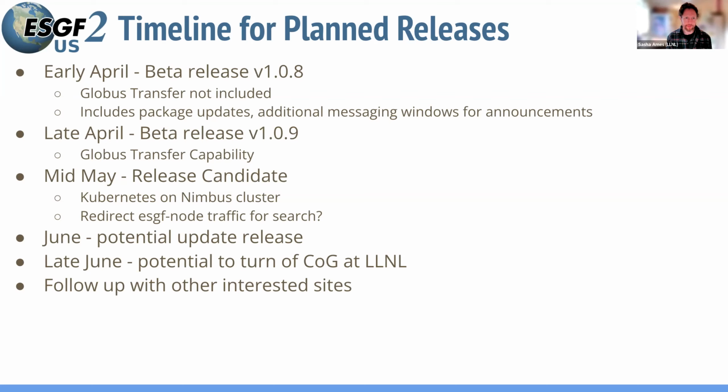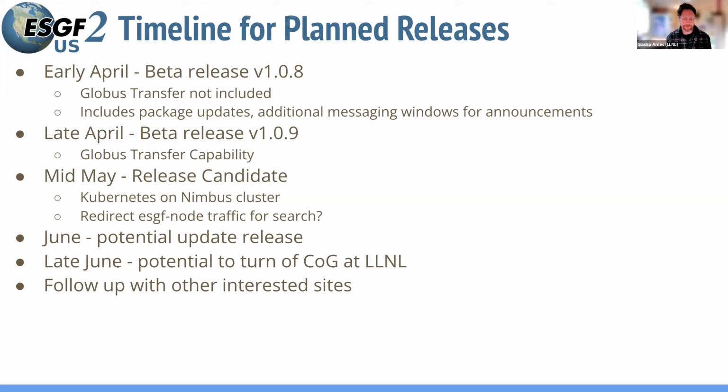Later in April, I think we will have on the beta site the Globus transfer capability for everyone who has that link. We want to move to a release candidate, fix any other issues and deploy that on Kubernetes. We have a cluster at Lawrence Livermore called Nimbus, and it supports lots of different things such as Jupyter notebooks, but we can run Metagrid there as well.